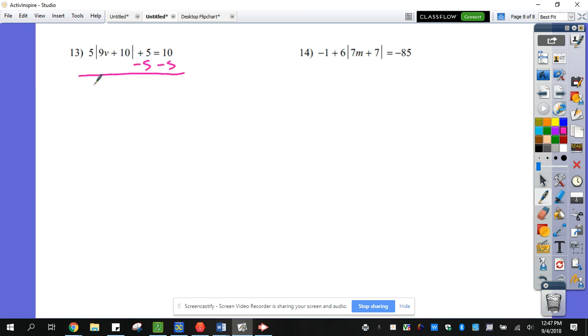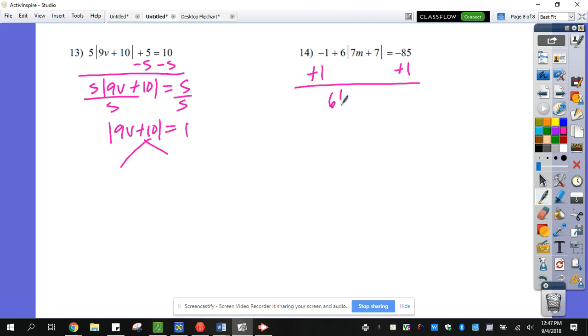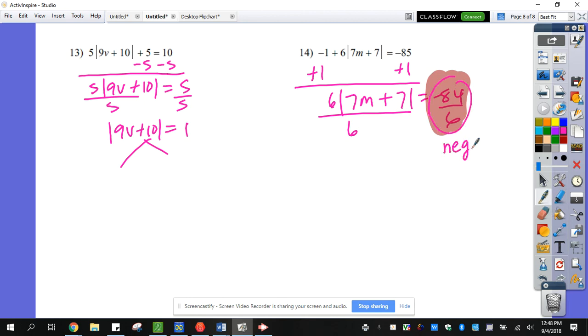Minus 5 minus 5. 5 absolute value of 9b plus 10 is equal to 5. Divide this by 5. Absolute value of 9b plus 10 is equal to 1 there. Now you can split them into 2. For number 14, plus 1 there. That will give you 6 times absolute value of 7m plus 7 is equal to negative 84. Divide by 6. I don't know what 84 over 6 is, but I know the answer here will be a negative number. Since that's going to be a negative with an isolated absolute value of 7m plus 7, it cannot have a negative answer, so the answer here is no solution.